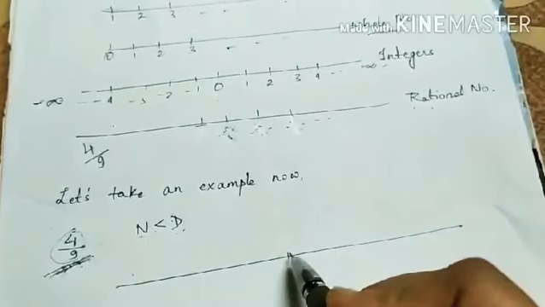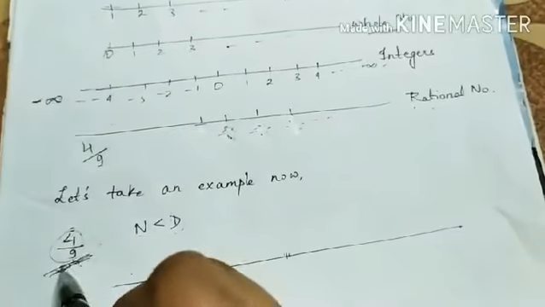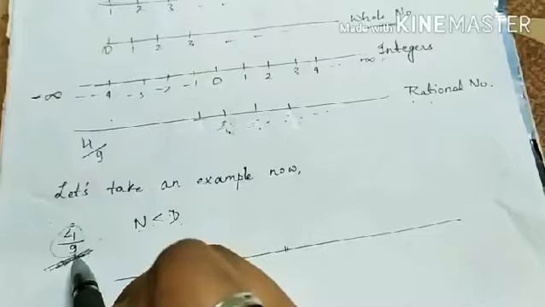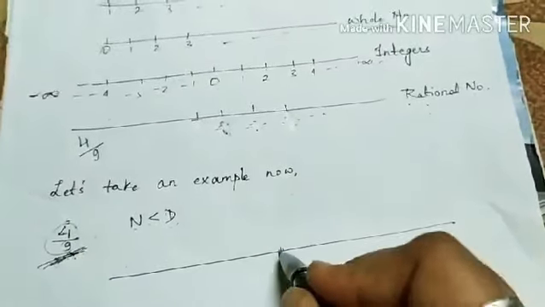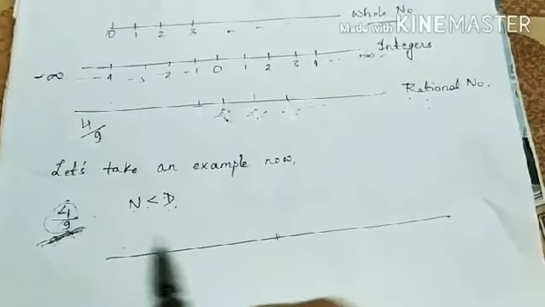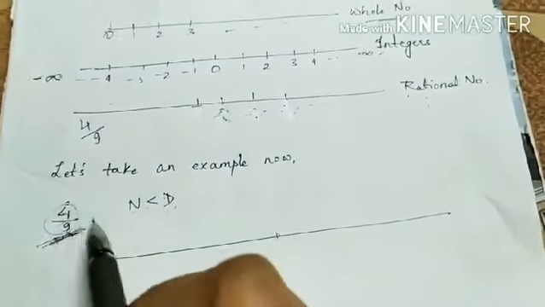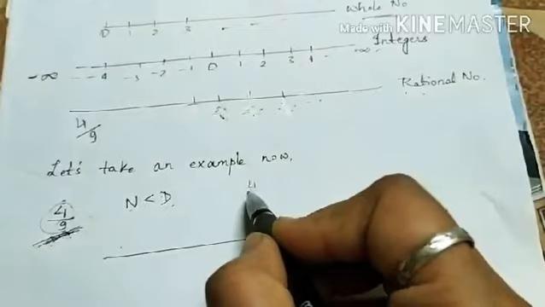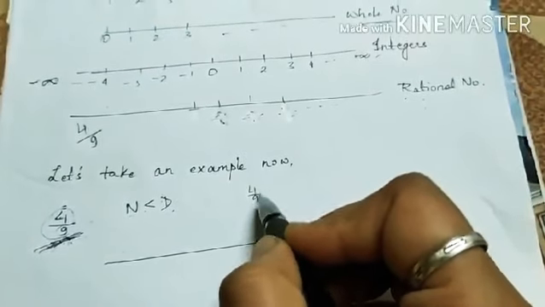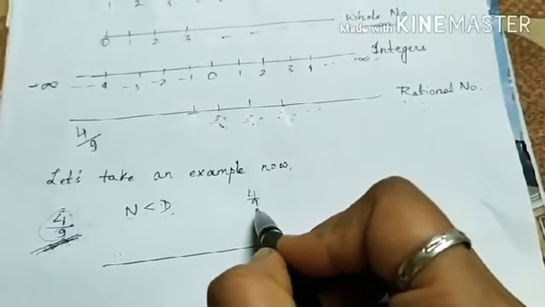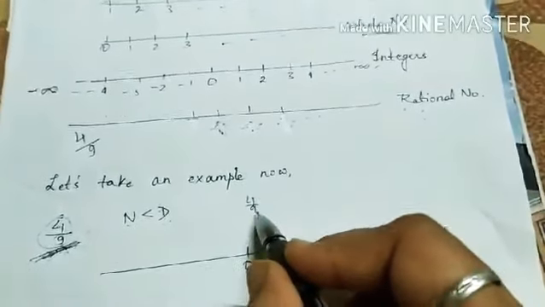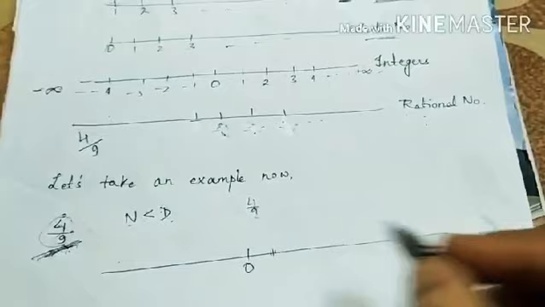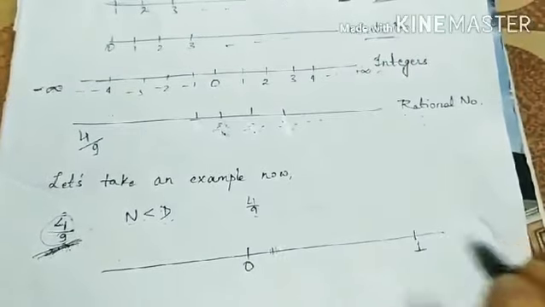Okay. So here we have to see that the denominator is 9. What we are going to do is see whether 4 by 9 is greater than or smaller than 1. I hope you know this, that it is smaller than 1, right? It is smaller than 1.